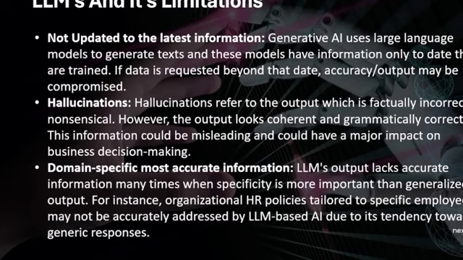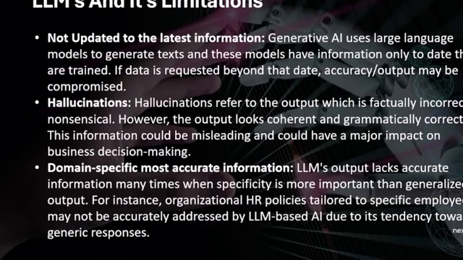Hallucination refers to output which is factually incorrect or nonsensical. Maybe you have also faced this problem. However, the output looks coherent and grammatically correct. Obviously, it is trained on a huge amount of grammar text, so it can generate good grammar, but it is still not related to the problem we are asking about. This information could be misleading and could have a major impact on business and decision making. If you are using the GPT model in the back end of your business and your business decisions depend on it, then once it starts giving you incorrect answers, hallucination can impact your business decision making. So this is the second problem.